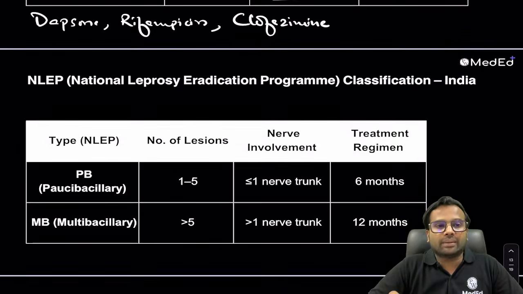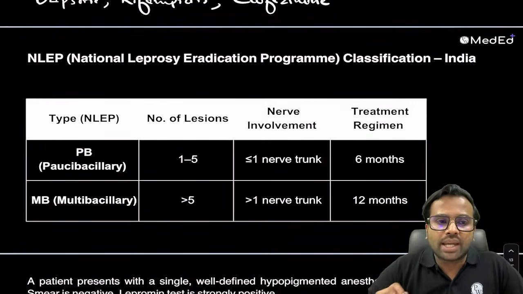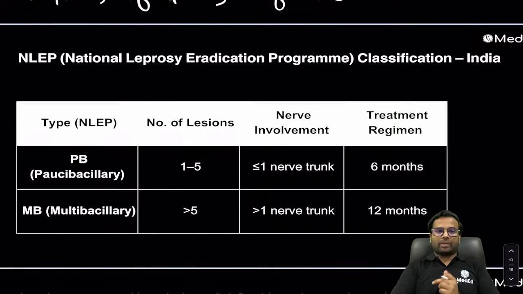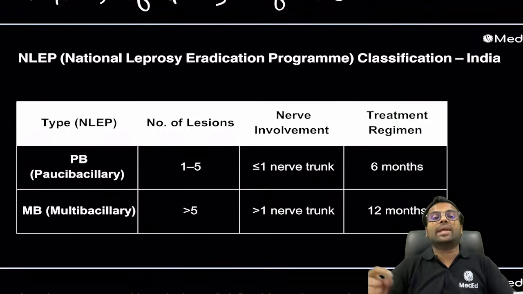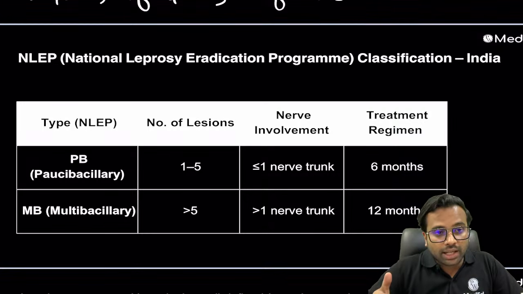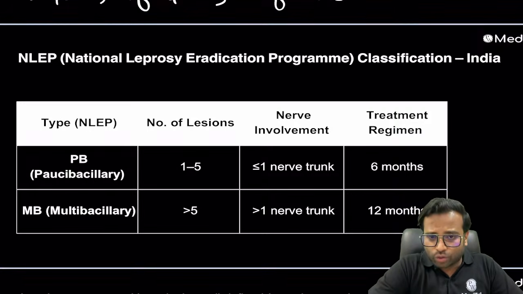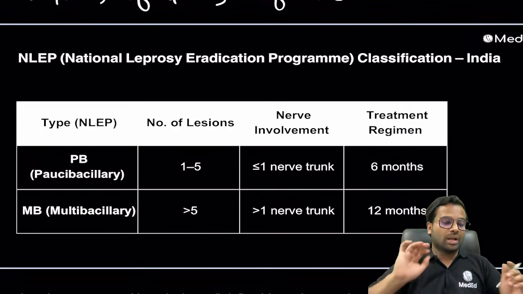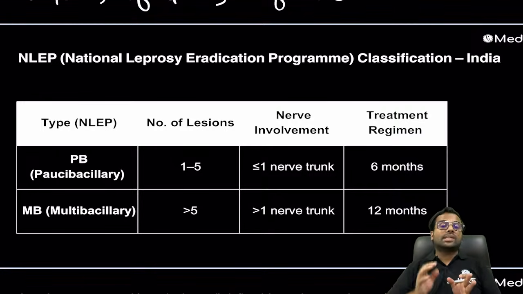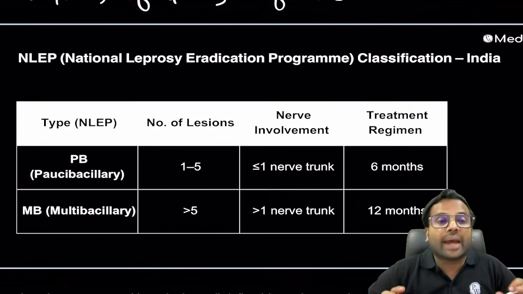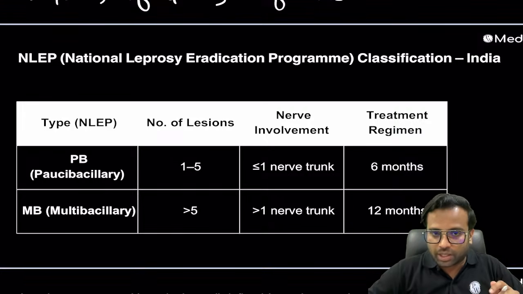So now let's see another classification. जैसे इंडिया में what we do is we use another classification in India which is called the NLEP classification, National Leprosy Eradication Program classification in India. So what do we do in the cases of NLEP classification is यहाँ पे जो basis है, the basis is just on the number of lesions and the number of nerves that are being involved.